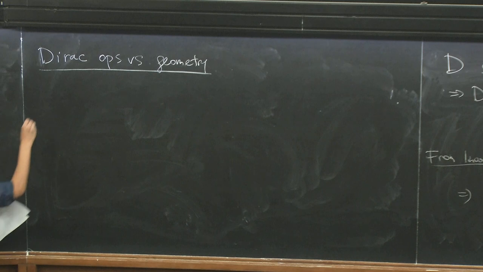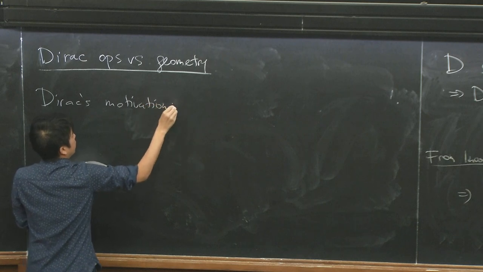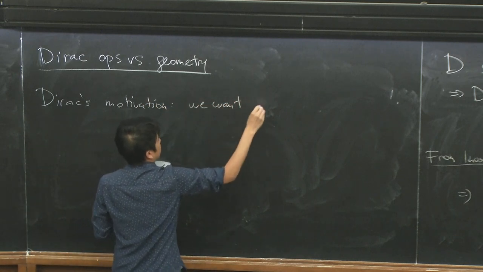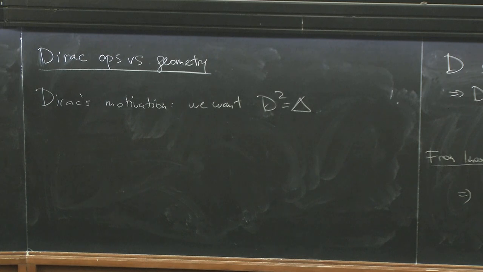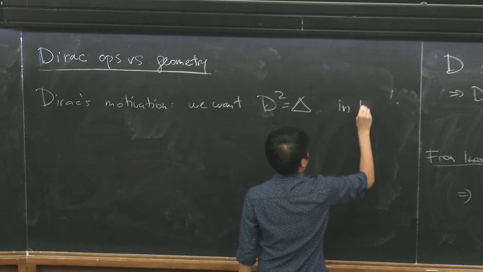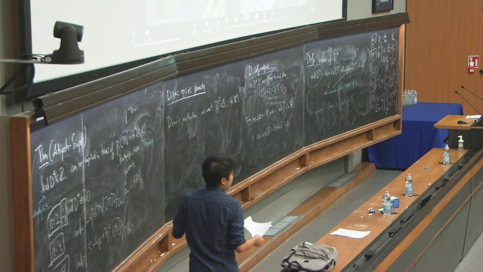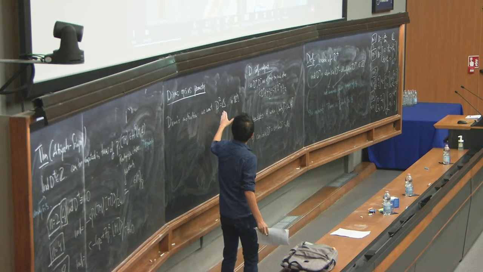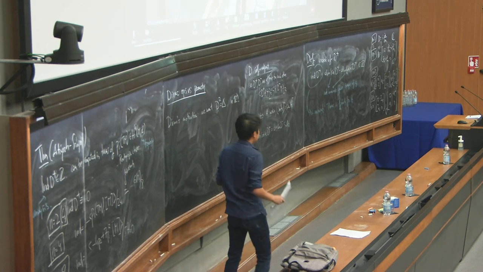Recall Dirac's motivation: we want D squared to equal the Laplacian in R^n. Dirac wanted an operator that squares to the Laplacian in R^n. We did a lot of steps: we wrote it down in R^n, and then I told you that you can do the same thing on a manifold. But it's not clear what this even means and whether it's true on a manifold. In fact, it's almost true, but I need to tell you in which sense. So, on a manifold.